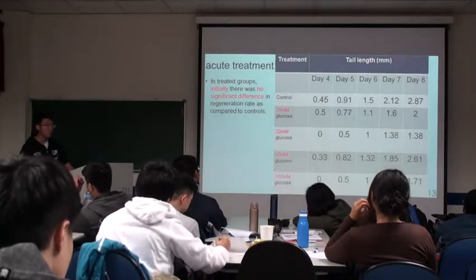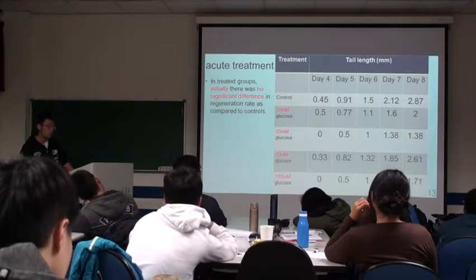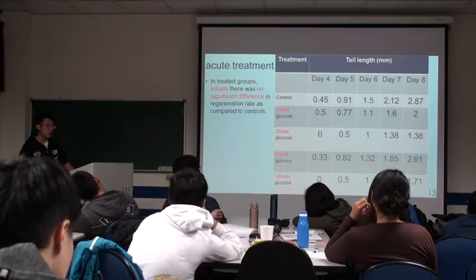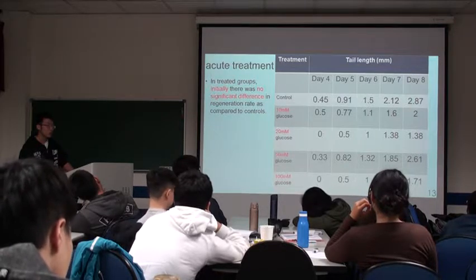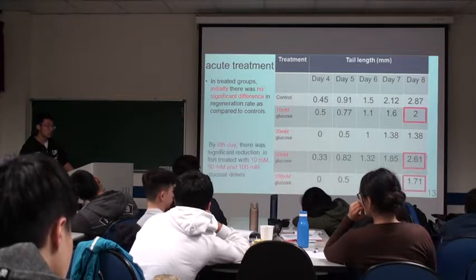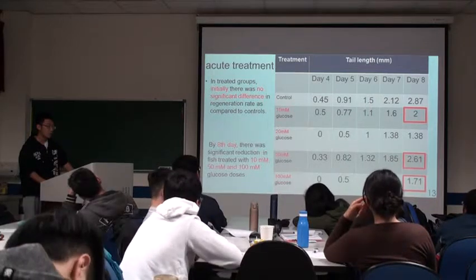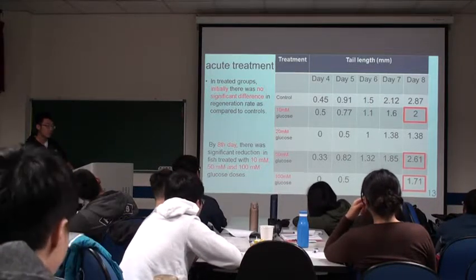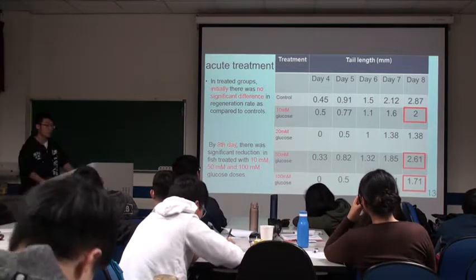And this is the table of acute treatment. In treatment groups, initially there was no significant difference in regeneration rate as compared to control. However, by the end, there was a significant reduction in fish treated with 10 millimole, 50 millimole, and 100 millimole glucose dosage.